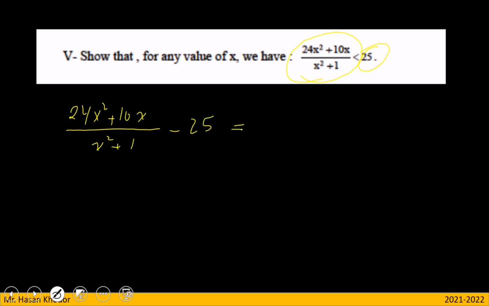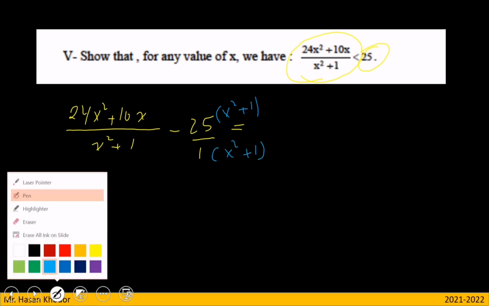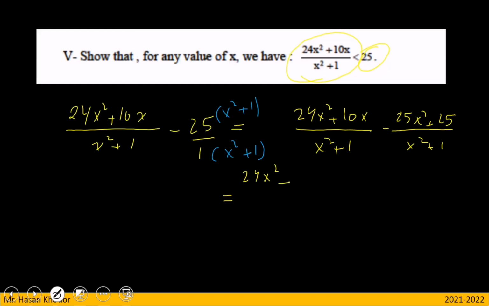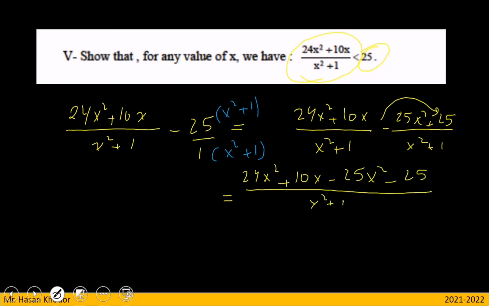Now, how to subtract this? This is an algebraic expression. To subtract it, we are going to take a common denominator. How? Multiply this fraction, in fact, by x squared plus 1. What do we get in this case? We get 24x squared plus 10x over x squared plus 1 minus 25x squared plus 25 over x squared plus 1. Continue. We get 24x squared plus 10x minus 25x squared. Don't forget to multiply this minus. Okay, over x squared plus 1.